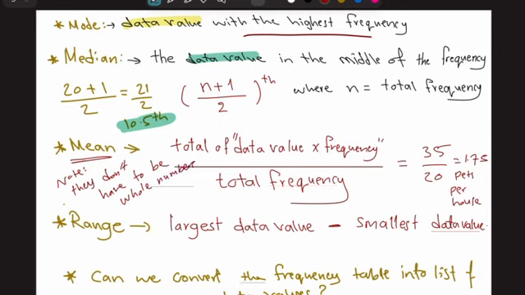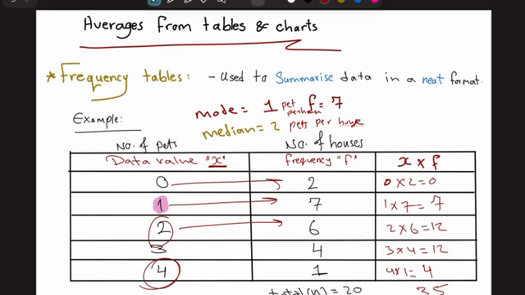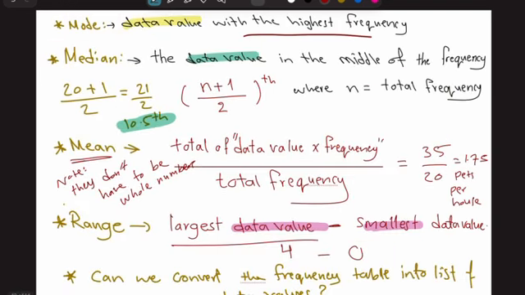Okay, guys. What about the range? How can we find it? Take the largest data value. Of course, we are mentioning the data value here again. Take the largest data value and subtract the smallest data value, which in this case is 4 minus 0, because here we have 4 and we have 0. So my answer for the range here is just 4.